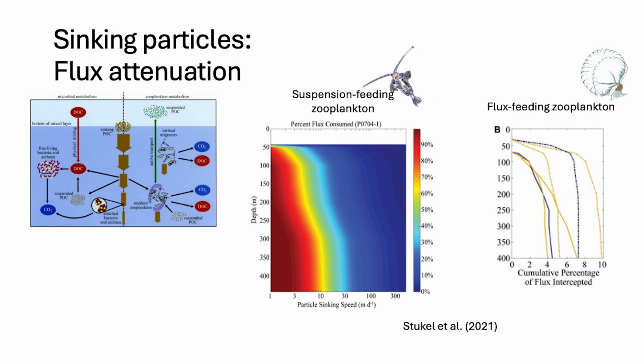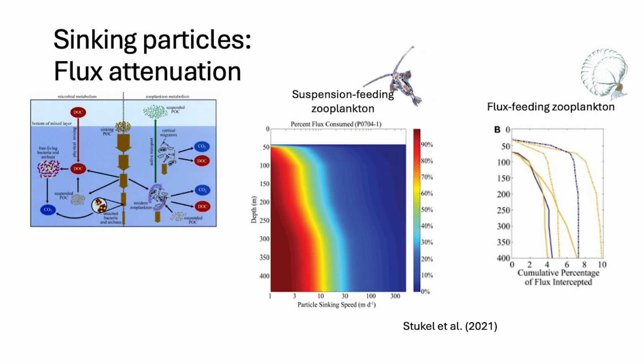So this shows the percentage of flux consumed as you get to deeper depths in the water column as a function of, on the x-axis, the particle sinking speed. So what you see is the slowly sinking particles, and most particles are sinking very, very slowly, get almost entirely consumed really quickly. You have to get up to at least like a 10 meter per day sinking speed before you escape these suspension feeding zooplankton.